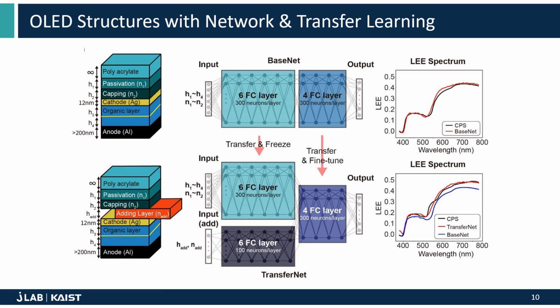Next, we define our network architecture. First, we train a fully connected deep neural network to predict the LE spectrum for the base OLED structure without any added layer. We call this model BaseNet. For the modified structure with one additional layer, we build a second network by transferring layers from the BaseNet. We call this new model the TransferNet. Because TransferNet reuses physical knowledge embedded in the pre-trained layers, it requires a far smaller new dataset and significantly lower training cost.